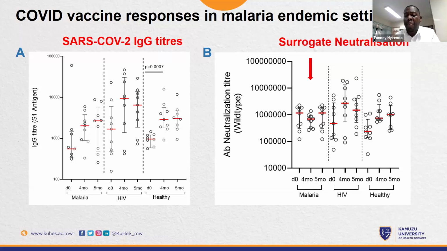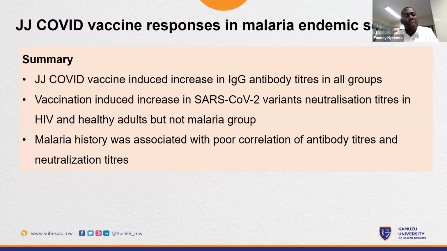Compared to the other groups that we had examined, the HIV infected group, but also the healthy group. And considering what we have been observing with respect to non-typhoidal salmonella, we think that maybe there should be some immune defects that are induced by malaria in this particular group. So the COVID vaccine does induce an increase in antibody titers in all the groups.